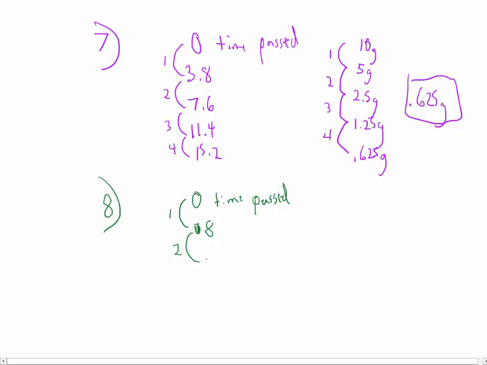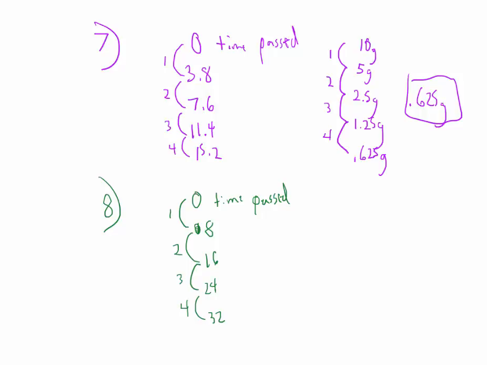2 half-lives would be 8 more days, which would put us at 16 days that have gone past. Another 8 days would put us at 24 days, 3 half-lives. And another 8 days would put us at 32 days, and 4 half-lives. So you can see then that 4 half-lives have occurred for iodine-131 after 32 days. And so this is the same as the other problem. So 1, 2, 3, 4 half-lives are occurring.